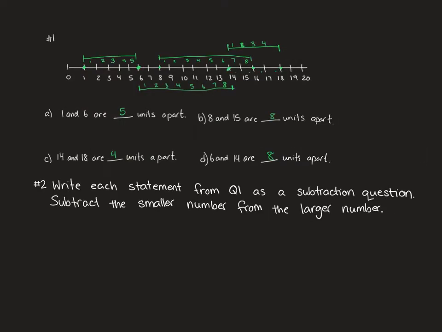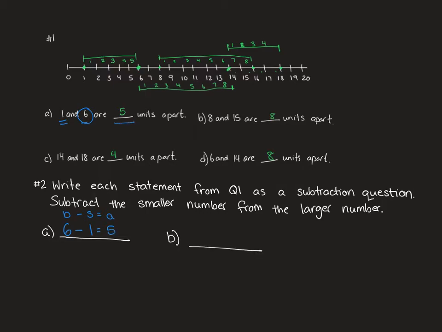Question 2 is going to get you to use the information from question 1 and write each of their statements as a subtraction question. So when you're figuring out which order to put it in, we're going to start with the bigger number minus the smaller number equals the answer, which is like the distance apart. So if we look at our first question, we have 1 and 6. So the bigger number goes first, minus our smaller number equals our distance apart, 5.